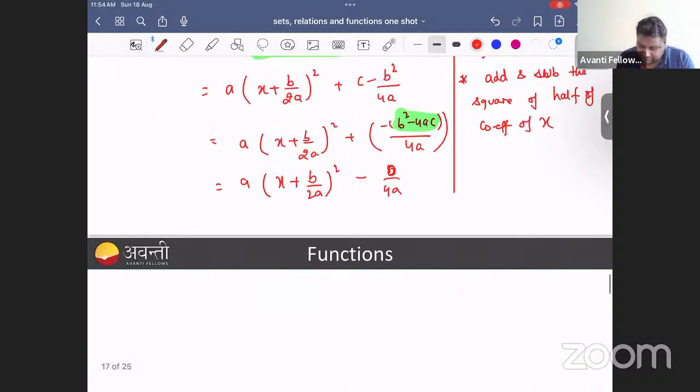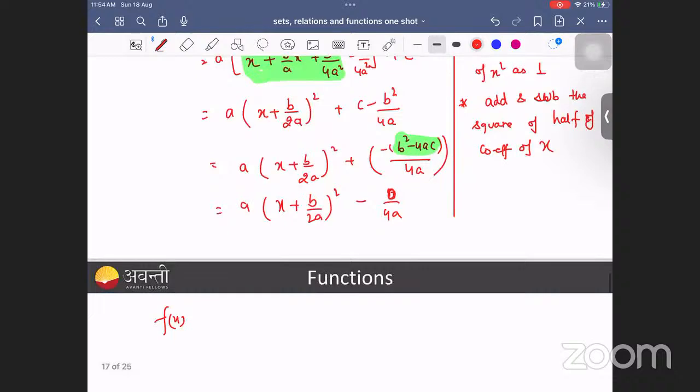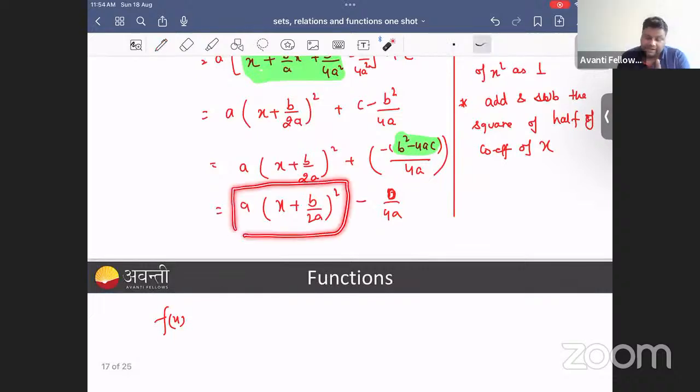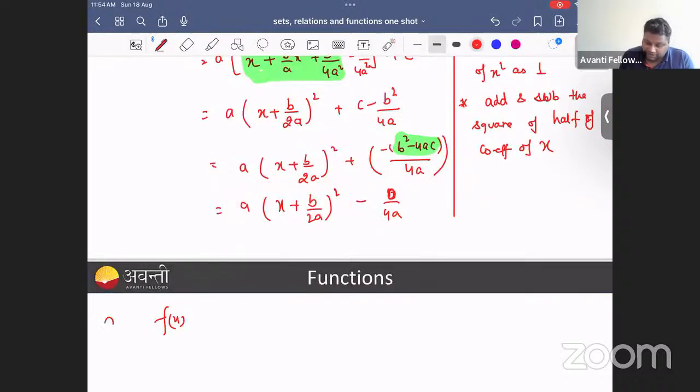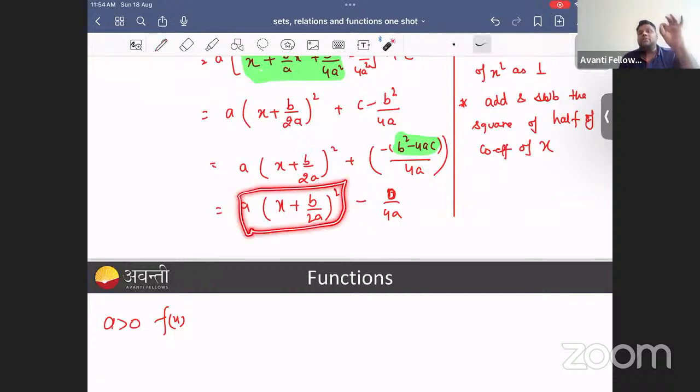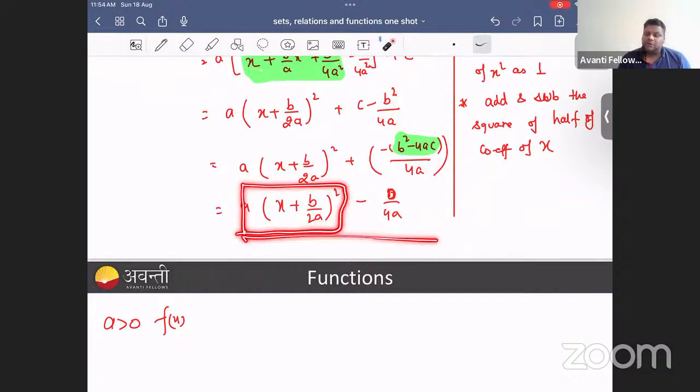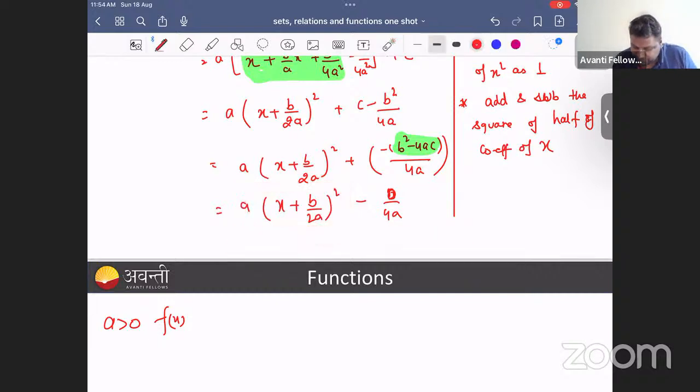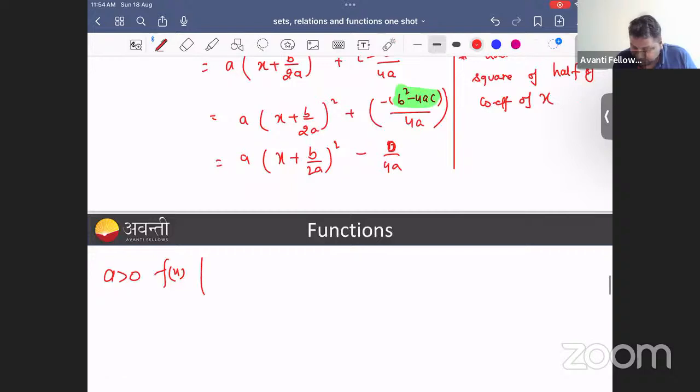Now this f(x). See, this perfect square, if a is positive, will have minimum value as 0. Yes or no? Minimum value of this perfect square will be 0. So the minimum value of the overall function will be what? Minus D by 4a. f(x) minimum will be minus D by 4a.